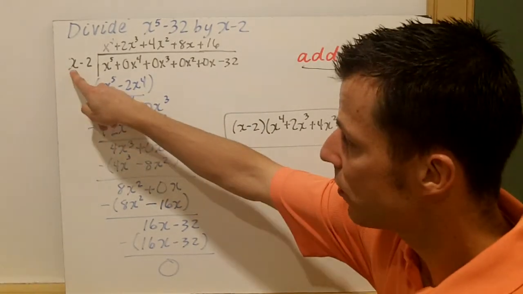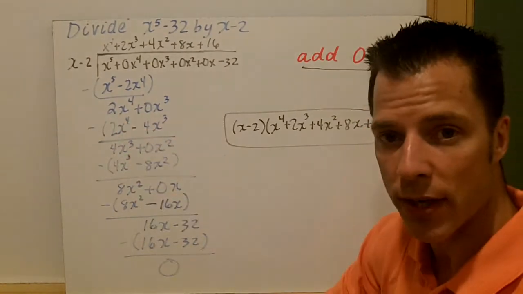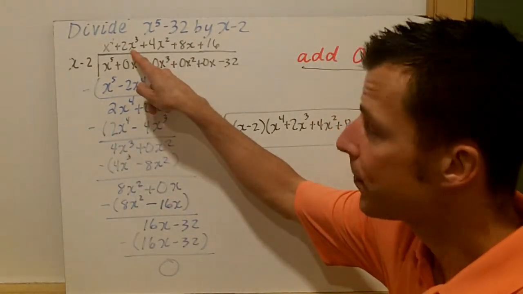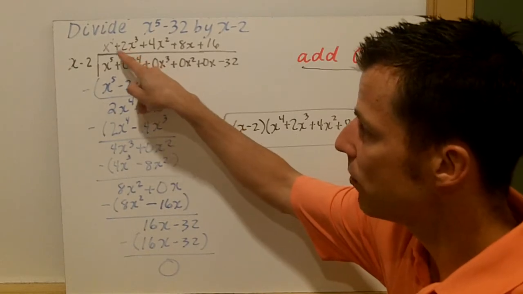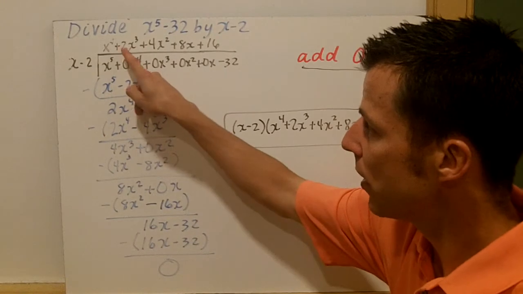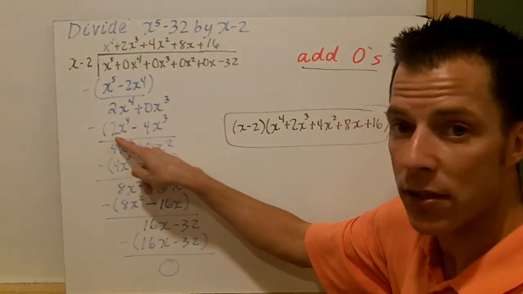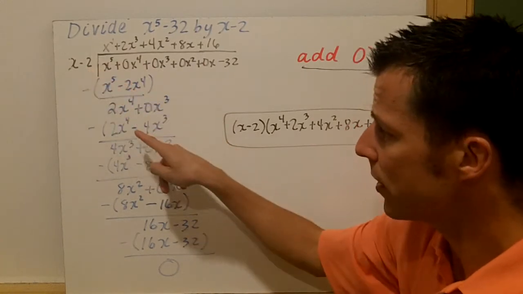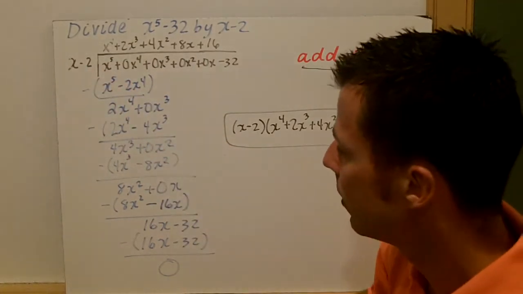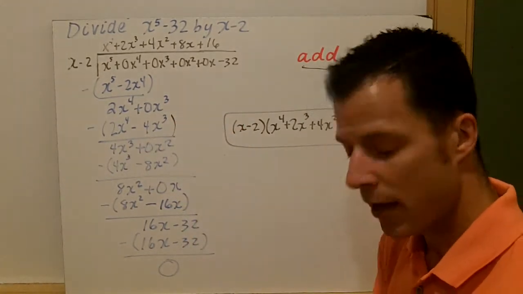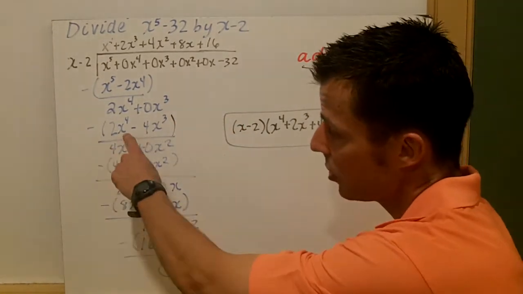So again, we go back to our x and say, well, does x go into 2x to the 4th? It does. 2x cubed times. So I put plus 2x cubed, and I'm going to multiply that 2x cubed to both these terms. 2x cubed times x is 2x to the fourth. 2x cubed times negative 2 is minus 4x cubed. Make sure I get my parenthesis there. Okay? And I subtract off these two terms.